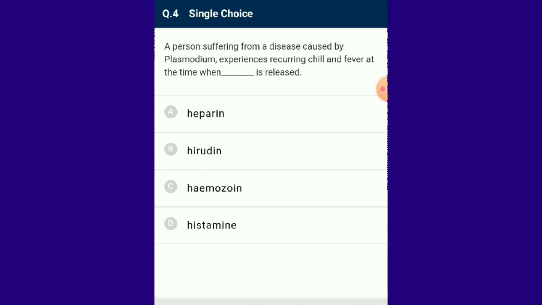Initially, the parasite reproduces asexually within the liver cells, leading to bursting of the cells, and then attacks red blood cells, resulting in their rupture too. In malaria, chill and fever are due to the release of a toxic substance which is called hemozoin. So the answer is option C, hemozoin.